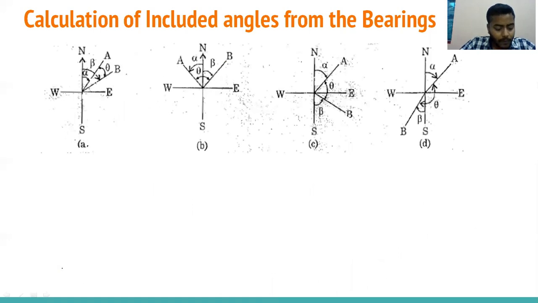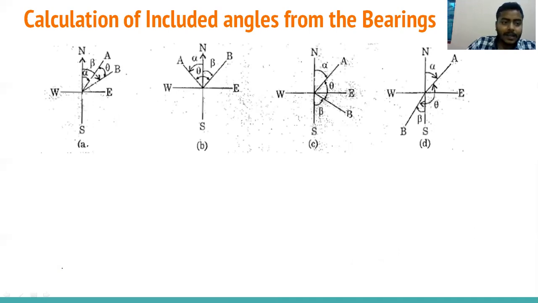This is very important. What we have discussed was for the whole circle bearing. So what was the formula in the case of whole circle bearing? It was very simple. Included angle is equal to forward bearing of next line minus back bearing of previous line. Once this value is negative, then we will add 360 degrees.